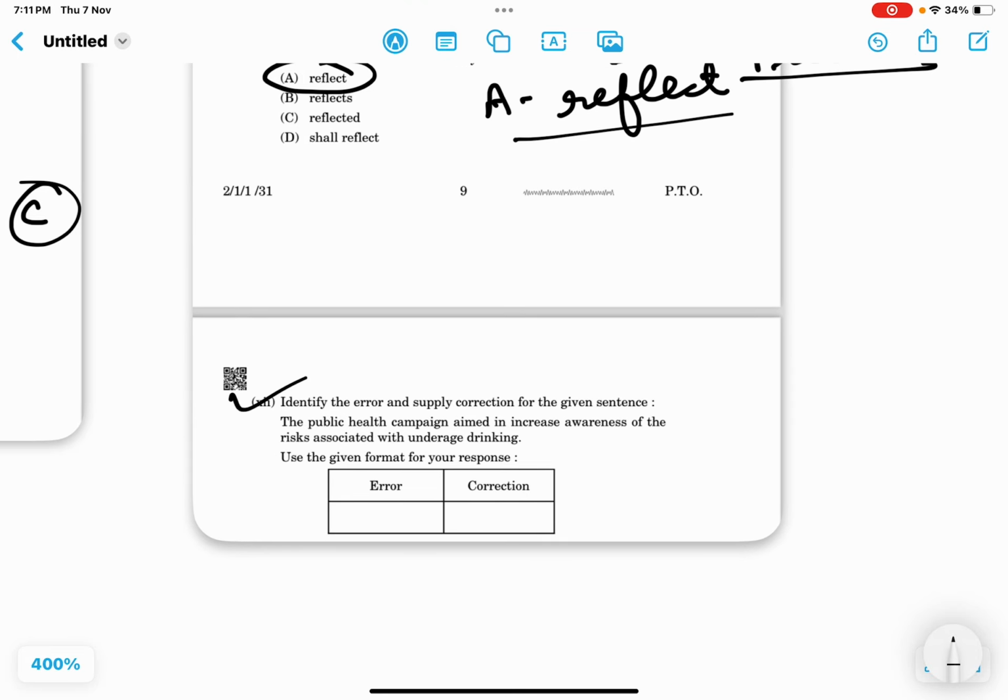Now the 12th one is, identify the error and supply the correction. Once again, this is of error correction. The sentence given is, the public health campaign aimed in increase awareness of the risk associated with underage drinking. Now see, there may be numerous confusions. First, just to try to identify which words we can't change. The, public, health, campaign, this we can't change. Okay, these all are the subjects and the other words. We can make the correction in aimed, in, increase, then awareness, that is not to be changed, of, the, not change, risk associated with underage drinking, with we can change. Okay, so now just see, we can change the 4 or 5 words: aimed, in, then increase, and with.